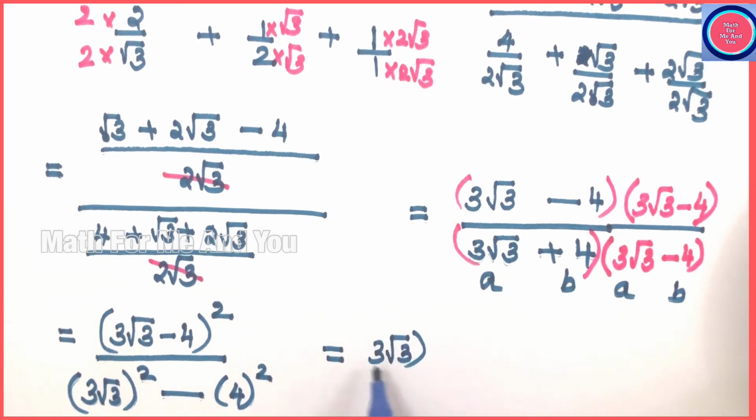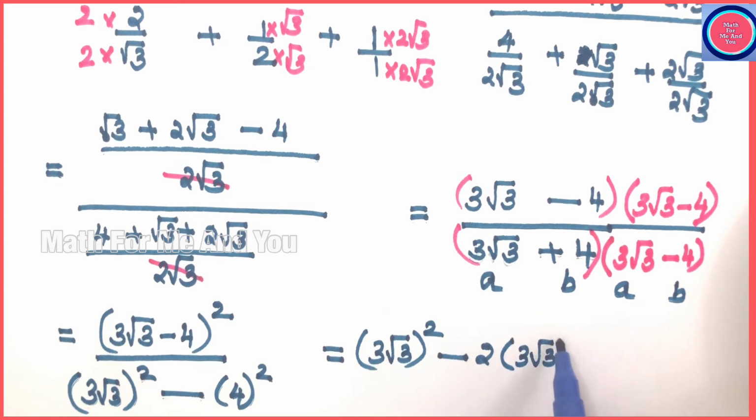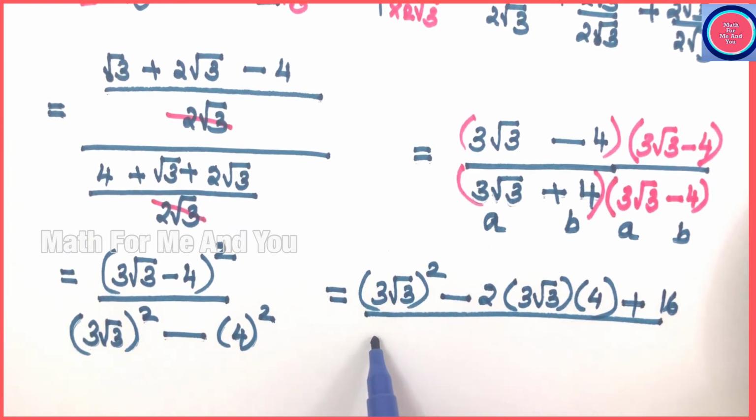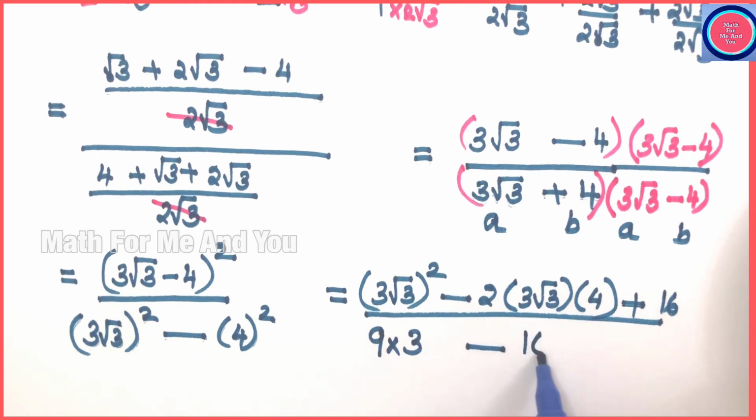So we can write here (3√3)² as a², then minus 2ab, 2 times 3√3 times 4, plus b², that means 4² is 16. Divide by the denominator, which is (3√3)². So give the power separately: 3² is 9, and (√3)² is 3. So we get 9 times 3 minus 4², which is 16.